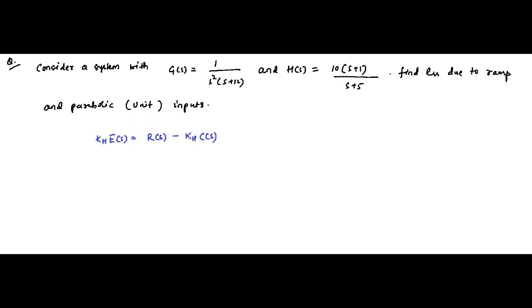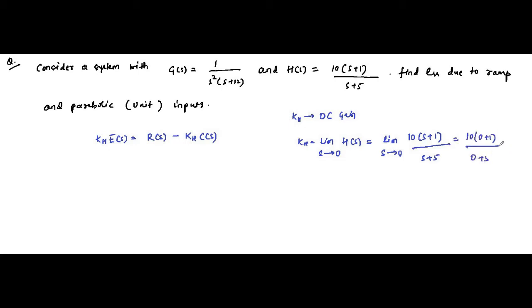So here this Kh term is very important, which is the DC gain of the feedback path transfer function. Kh is equal to limit s tends to 0 of H(s). So that is equal to limit s tends to 0 of 10(s+1)/(s+5), which is 10(0+1)/(0+5), which is 10/5, which is equal to 2. Here the DC gain Kh is equal to 2.